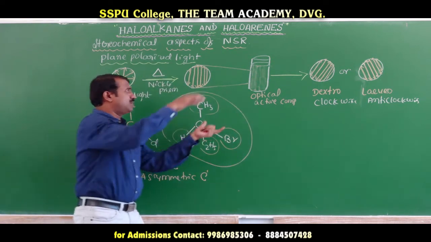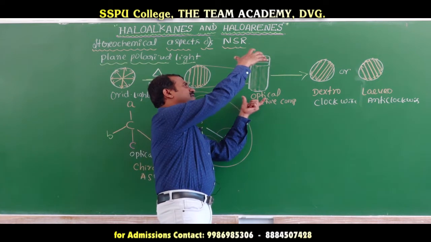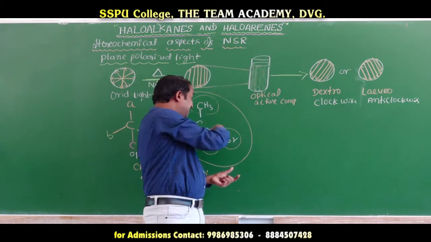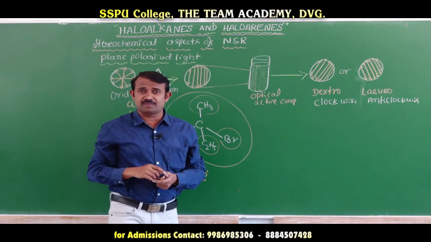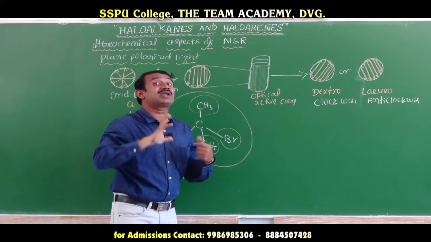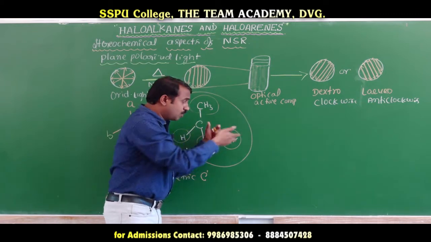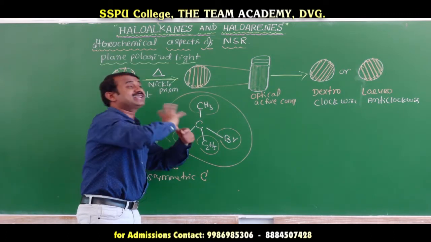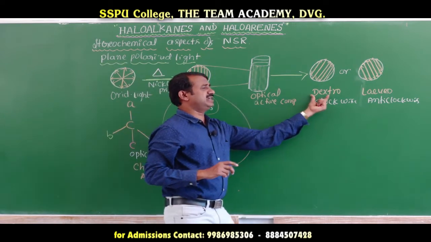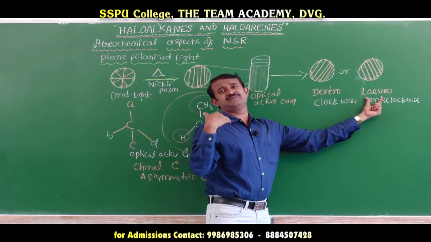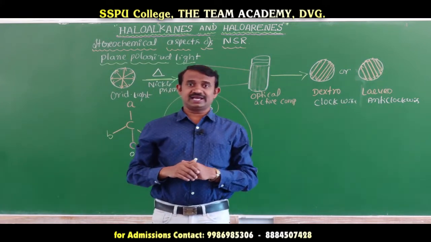When an optically active compound is placed in a polarimeter, the optically active solution is taken and plane polarized light is passed through it, depending on its polarity. If the bromide is on the right side, it will rotate clockwise, which is dextrorotatory. If the bromide is on the left side, it will rotate anti-clockwise, which is laevorotatory. This phenomenon is known as optical activity.